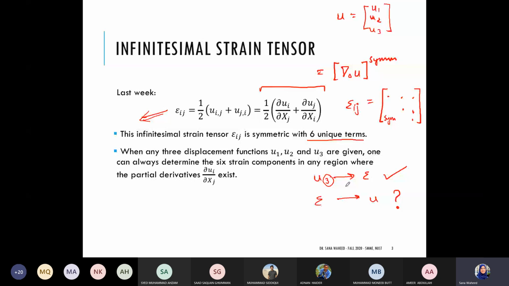Whereas if I start the other way around, where I have the 6 terms of epsilon, that means I have 6 equations, and from those 6 equations I actually have to go backwards, so to speak. I want to find what were the displacements which had caused this strain. So I'm going from 6 equations to 3 unknowns in a way.